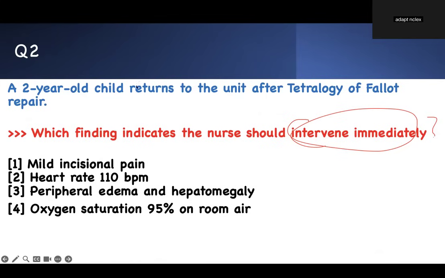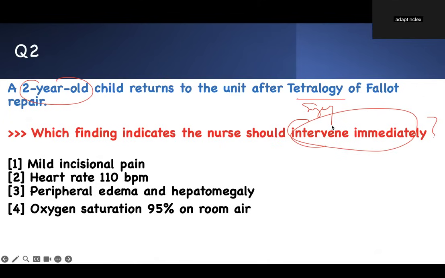A 2-year-old child returns to the unit after tetralogy of Fallot repair. If you don't know what tetralogy of Fallot is, it's a heart surgery. Just tell yourself, I just had heart surgery, a 2-year-old. What is the issue? Which one should you intervene on? Incisional pain, heart rate of 110, peripheral edema and hepatomegaly, oxygen saturation of 95.